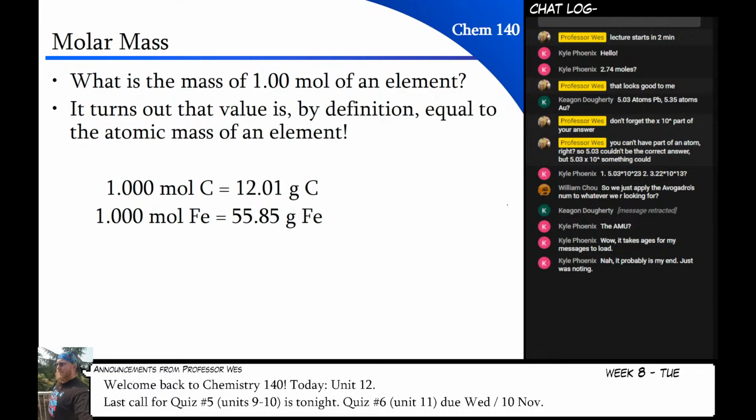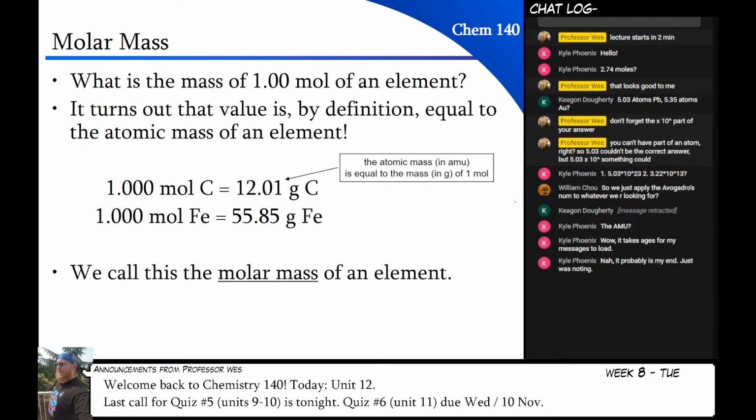Now, this only works for elements and compounds. Obviously, you can't convert moles to mass if you are measuring something like, say, footballs, or cake, or cats. So, we can only use atomic masses off the periodic table. And so this is called the molar mass.